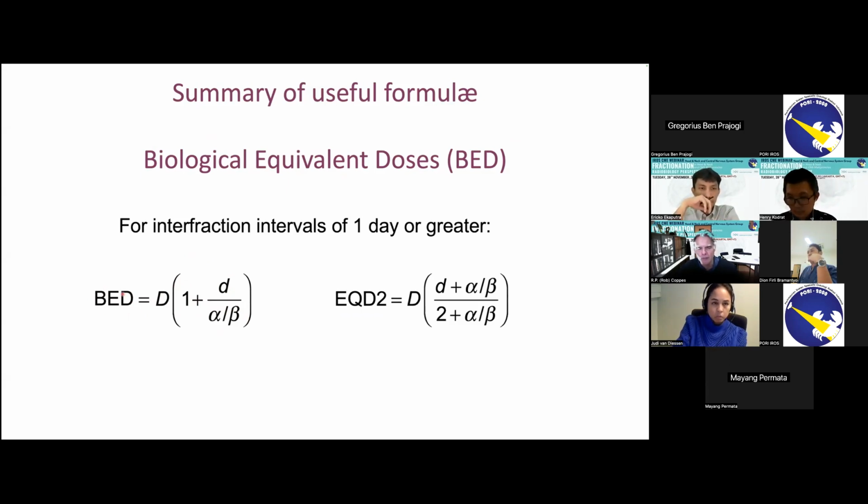But this is also not very handy to use. So they can recalculate it to a 2-gray dose per fraction equivalent. And this is the EQD2 dose. And then you get this formula. So you can calculate with that, and you can compare different types of fractionation schedules to see if your dose is okay for your tumor or okay for your normal tissue.